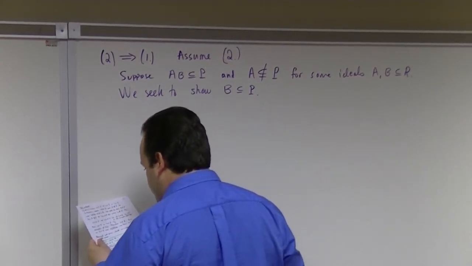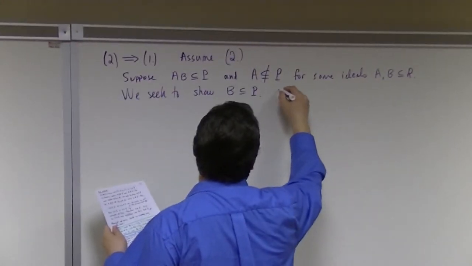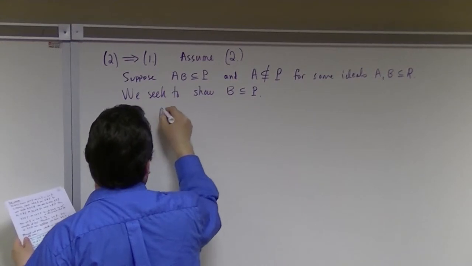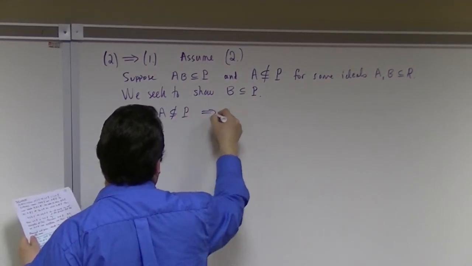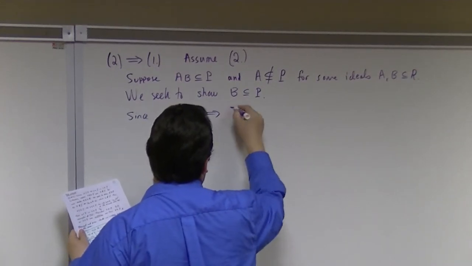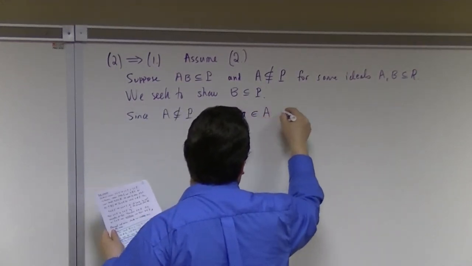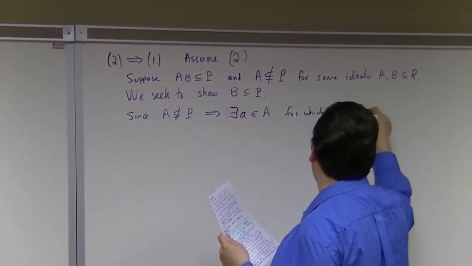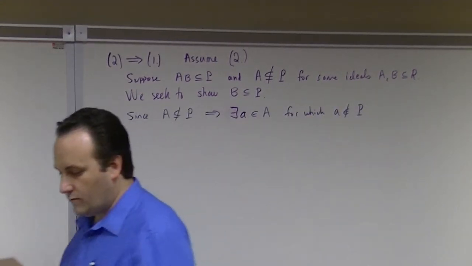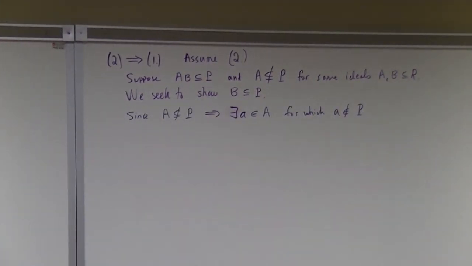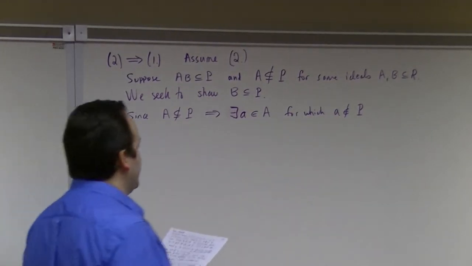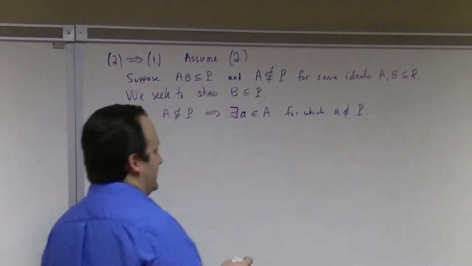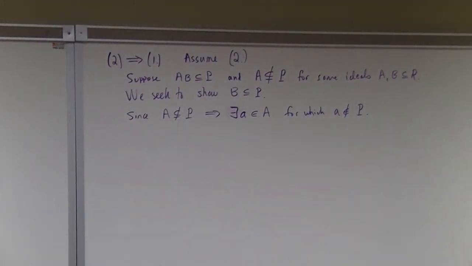Now notice that since A is not a subset of P, what's that imply? That there exists some a in A for which a is not an element of P, right? I mean, that's what it means for it not to be a subset. There has to be some point in A which is not in P. Nothing controversial there.